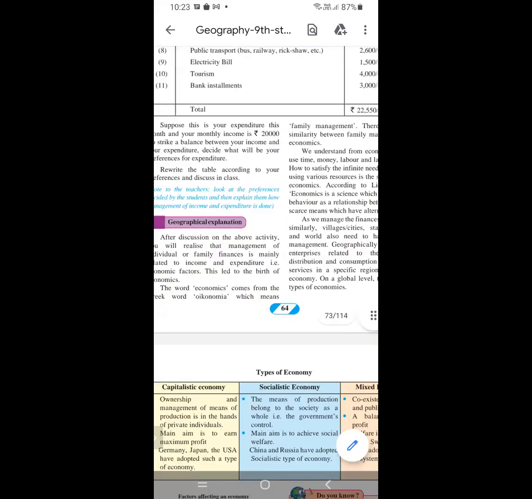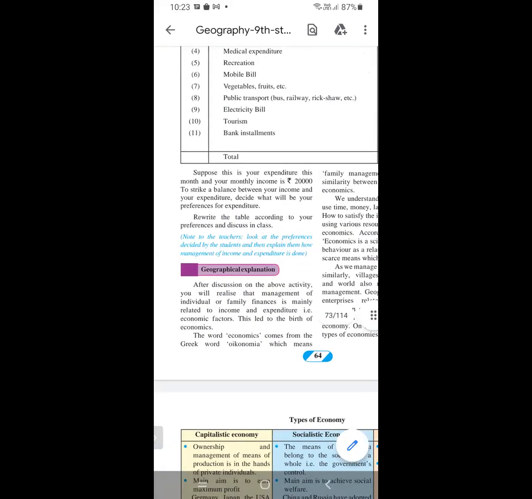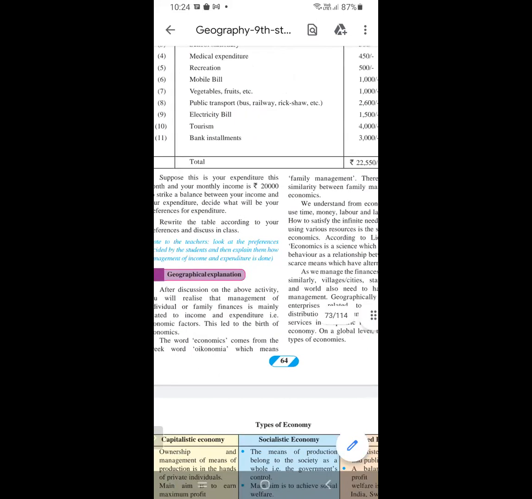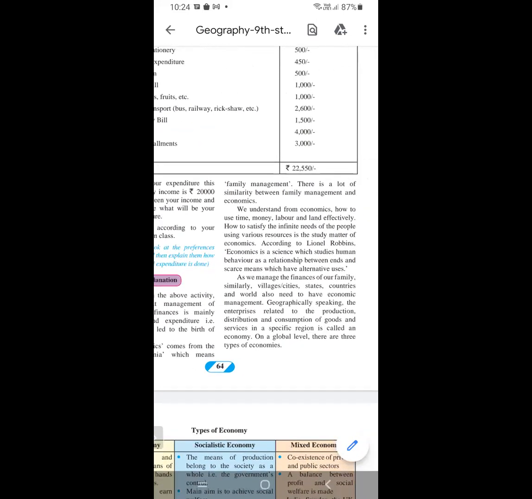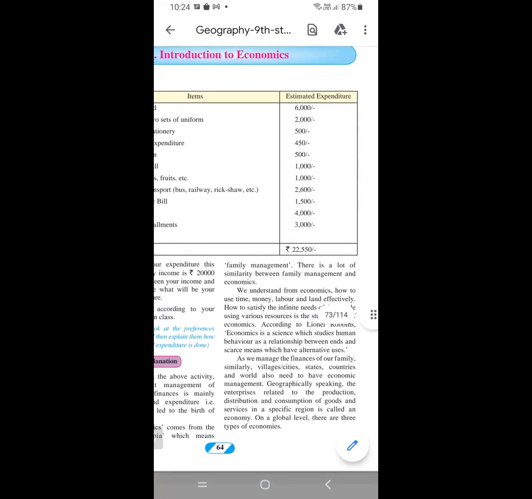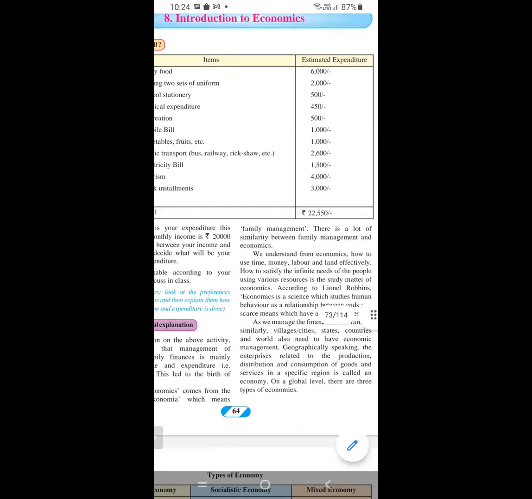Yes, page number 64. You see the geographical explanation, that point. You have to, the second paragraph: the word economy means from the Greek word oikonomia, which means family management. There is a lot of similarity between family management and economics. You have to underline those points, okay?